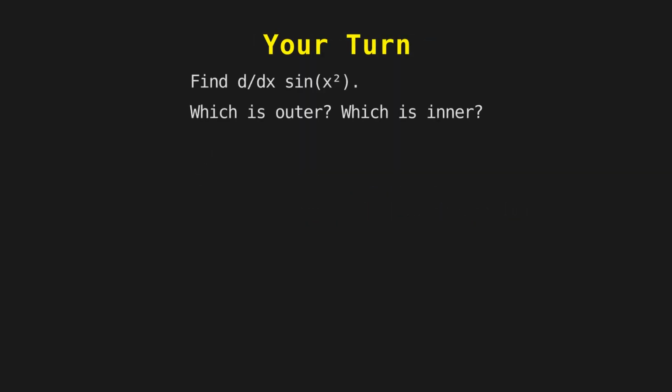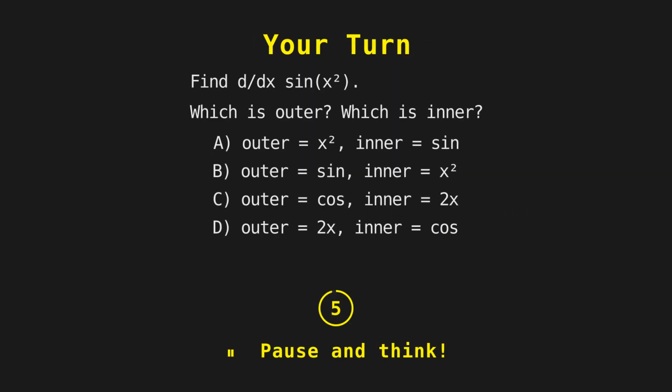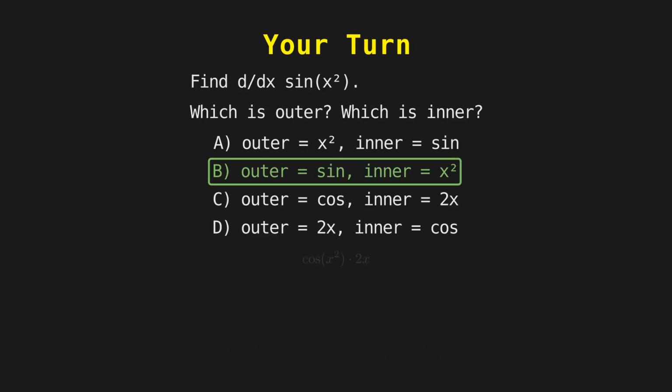Find the derivative of sine of x squared, which is outer, which is inner. Outer is sine, inner is x squared, cosine of x squared times 2x.